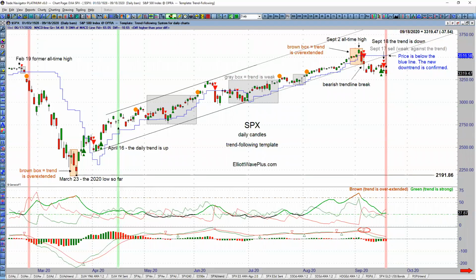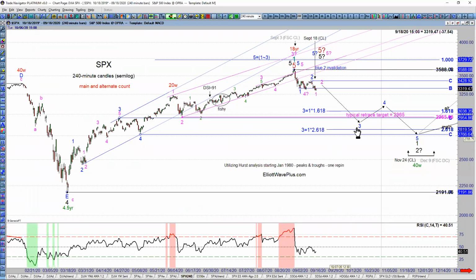Greg, the answer to your question, Greg, was put in on the 240-minute chart on where the targets are if wave 2 is in. So there's several targets down here for the wave 3 as well as the entire retrace that I covered on the 240-minute chart.